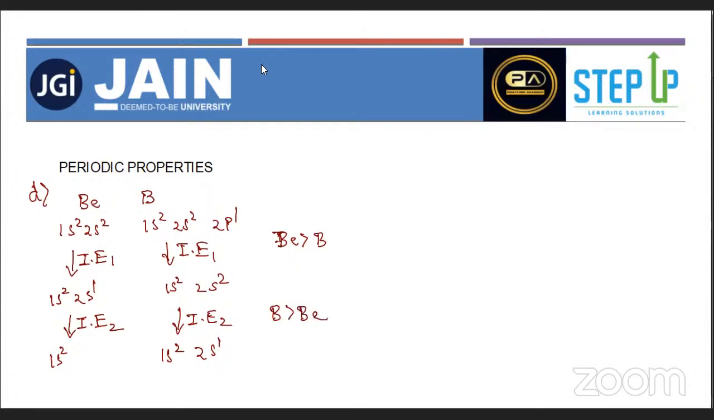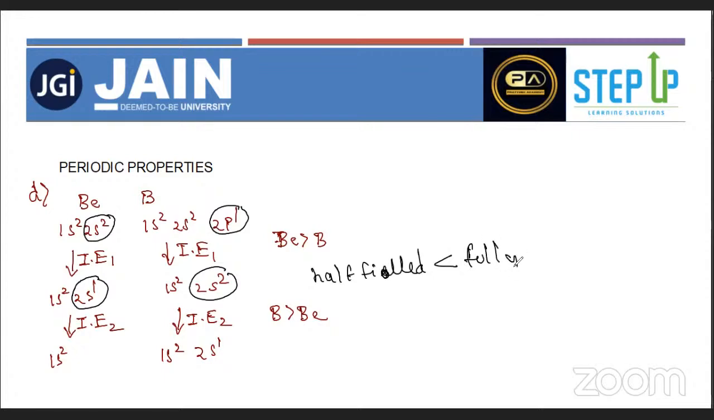If you see the electronic configuration, this is fully filled here. This is normal in general. After it loses one electron, it becomes half filled. But after this one loses its electron, it will become fully filled. So we know that half filled is stable, but from half filled, which one is more stable? Fully filled. So because of this, this is observed.